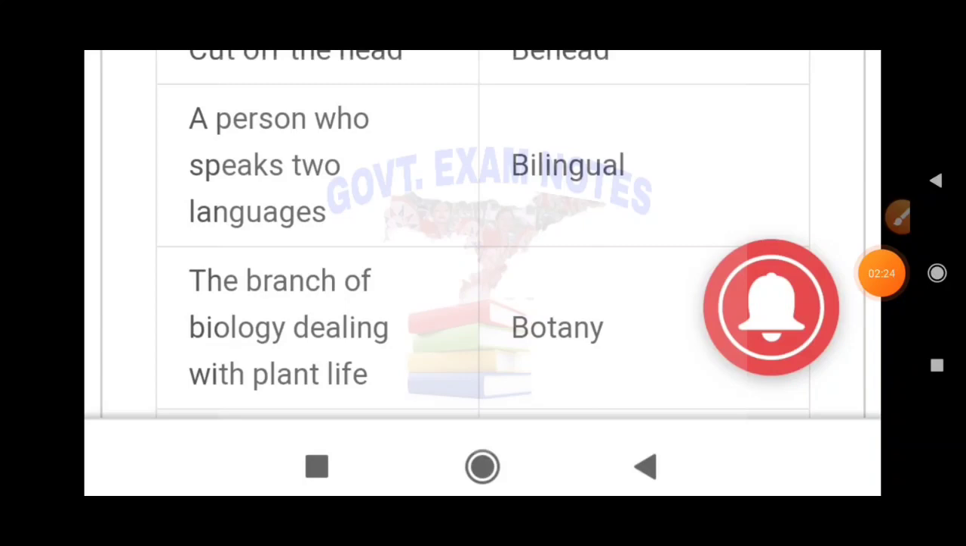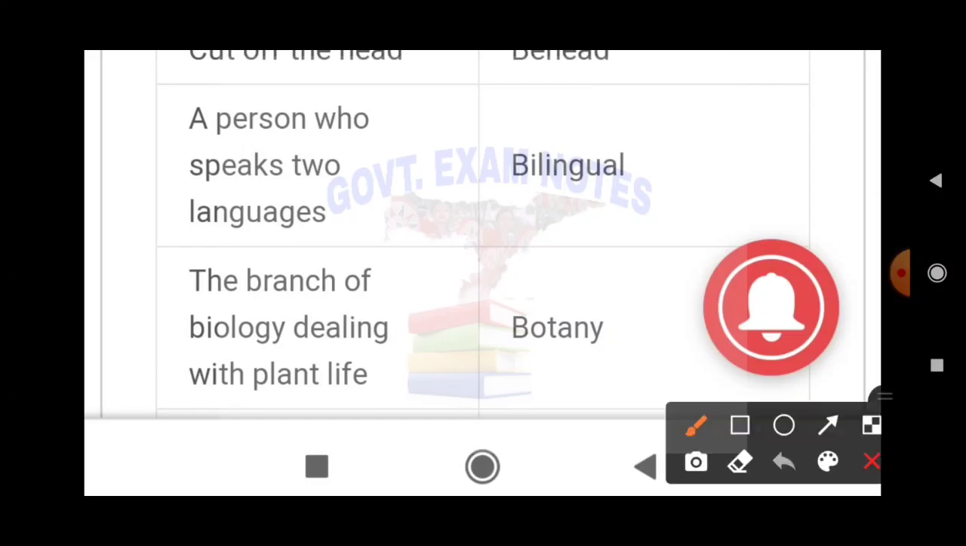The next is the branch of biology dealing with plant life. That branch of biology that deals with the life of the plants will be called botany. Botany is the word. And the branch of biology that deals with animal life will be called zoology. Remember, the study of animals is called zoology, and the study of plants is called botany.